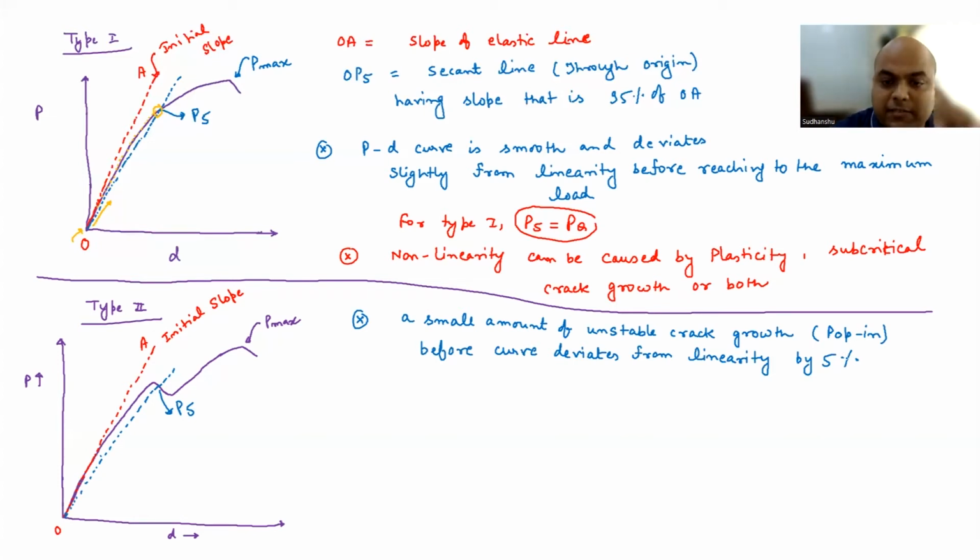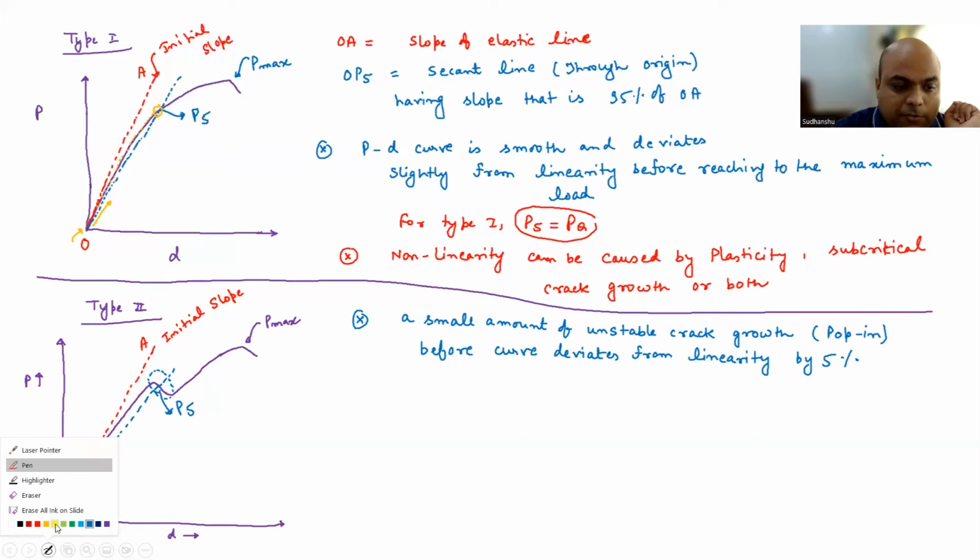Okay, so you see there is a small amount of unstable crack growth which is corresponding to popping. So we are talking about this particular region here. Okay, and it happens before you see a deviation by 5%, which is O5. So you see that happening there. Okay. Now, so what is PQ here? To calculate PQ, we have to start from origin and move upward in the load versus displacement plot and see if all the load values are lower than P5 or not. If it is lower than P5, then we can say that P5 will be equal to PQ. If not, then the higher value will correspond to PQ.